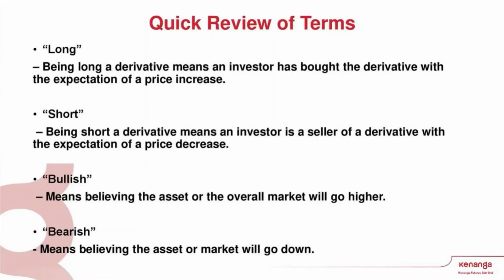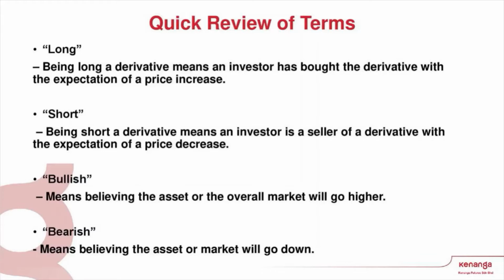A quick review of the terms that I will be using throughout the session. Derivative trading is difficult for the general public to understand, partly because they have a unique language. So what is long or short in derivatives trading? Being long a derivative means that an investor has bought the derivative with the expectation of a price increase. Whereas being short a derivative means an investor is a seller of the derivative with the expectation of a price decrease.